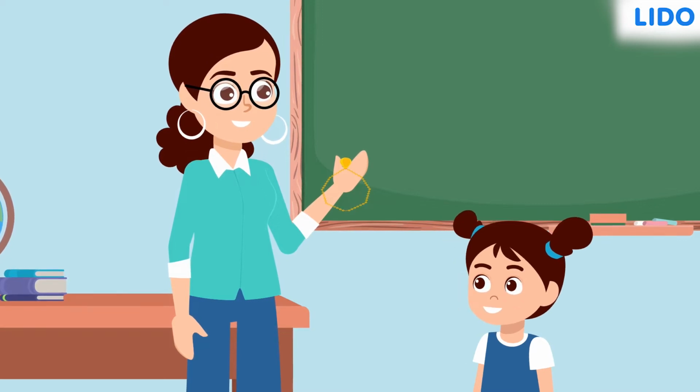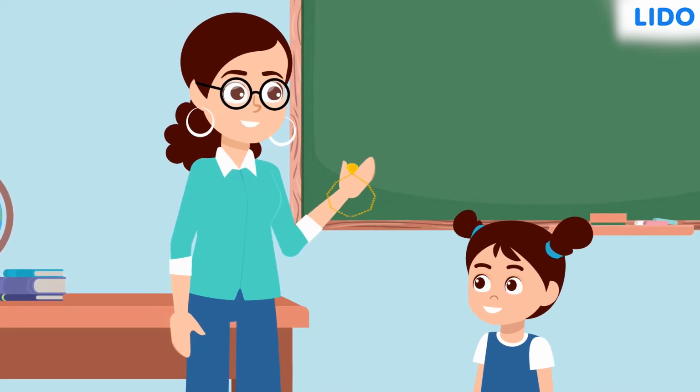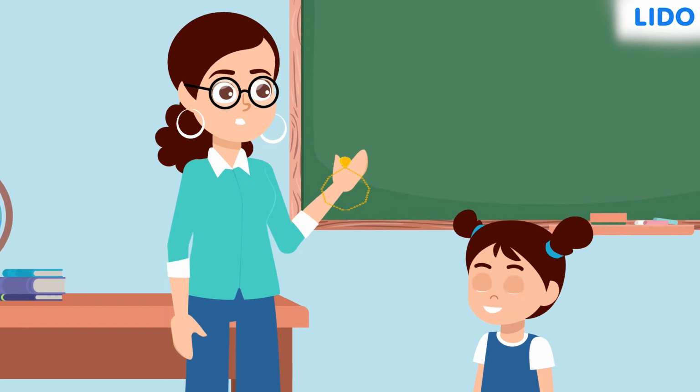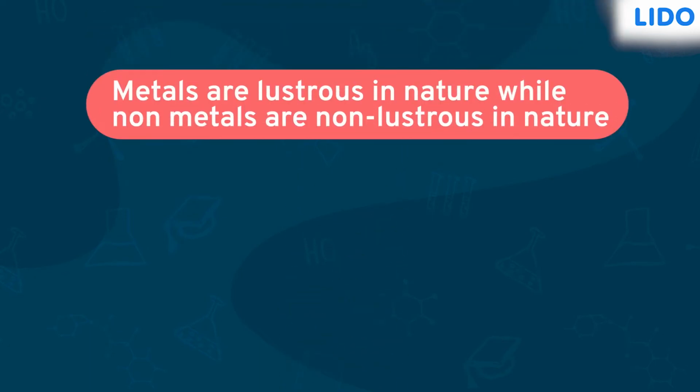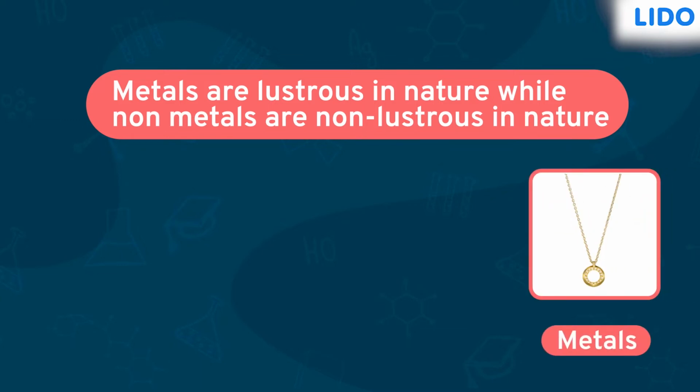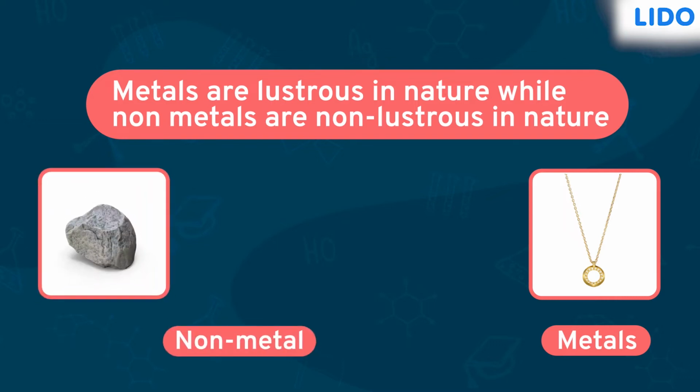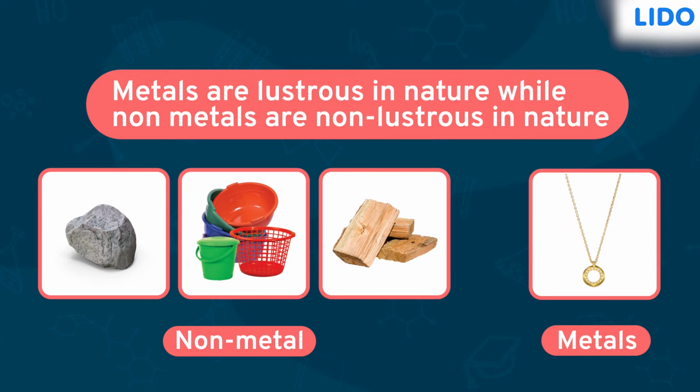To this, the teacher replied, all metals have a smooth and shiny appearance like you can see on this gold chain. This property exhibited by metals is called luster. All metals are lustrous in nature, whereas non-metals are non-lustrous in nature. That is the reason you don't see the shiny appearance on non-metals like stone, plastic and wood.